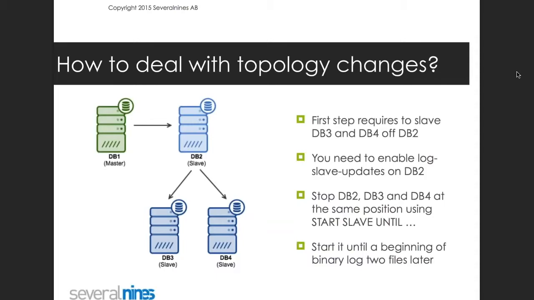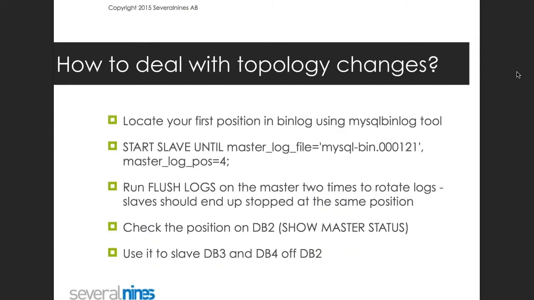So we run start slave until, and we need to pick some position in the future, and then we run flush logs to rotate the logs, and the slaves should end up at the same position. We need to confirm that, and then we need to check the binary log position of DB2, and then use this position to slave DB3 and DB4 off it. And in this process, there are at least two steps where we could make some errors.